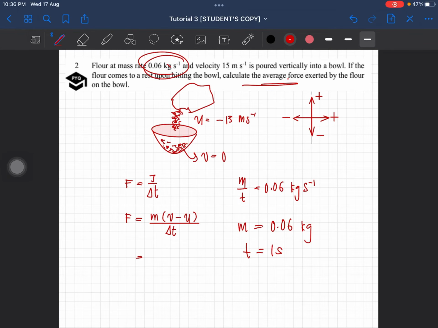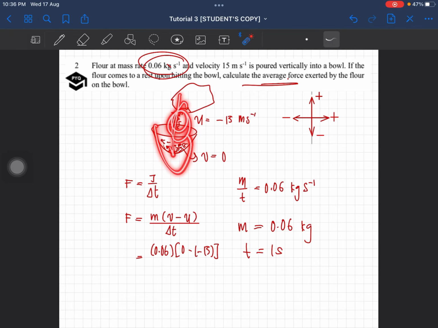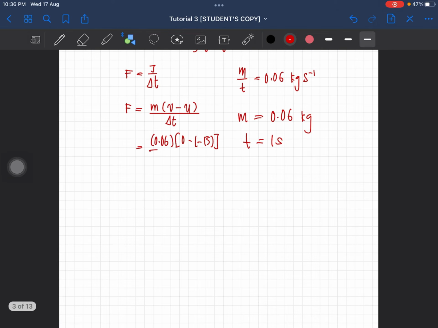So let's substitute m as 0.06 and v is 0 minus, this one is 0 minus negative 15. Remember why is it negative? Because this is going down. Okay, and then we have to divide this with 1. So you will get the force to be equal to 0.9 Newton.